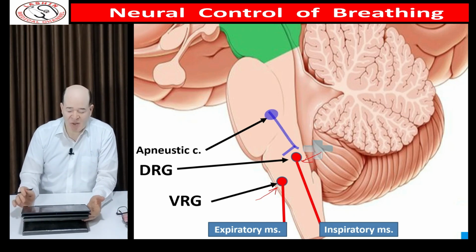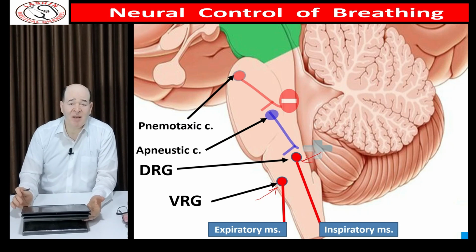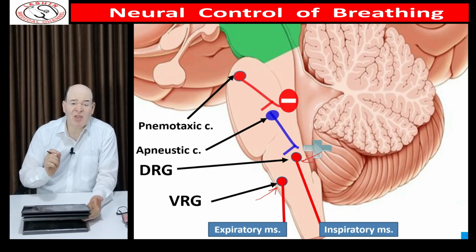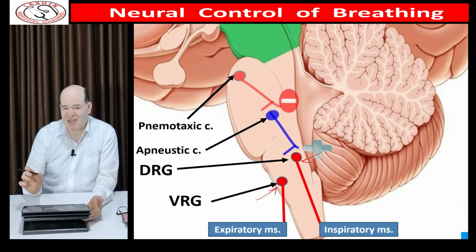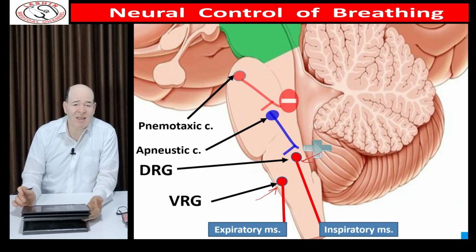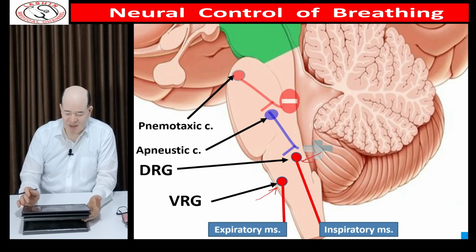Its action is interrupted or regulated by the higher center, which is the pneumotaxic center, which sends rhythmic inhibition to the apneustic center. So it allows it to work for a period of time, then it inhibits it, then allows it, then inhibits it. So the main regulator for the respiratory rate is the pneumotaxic center. The apneustic center is also inhibited by impulses from the vagus nerve.